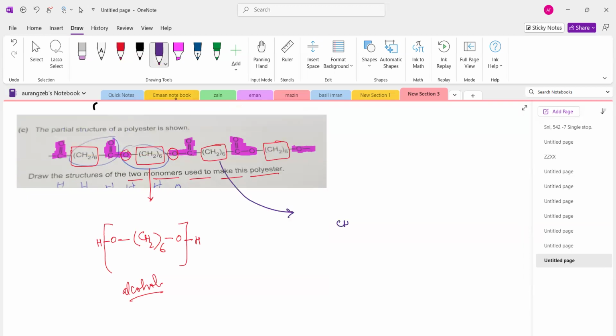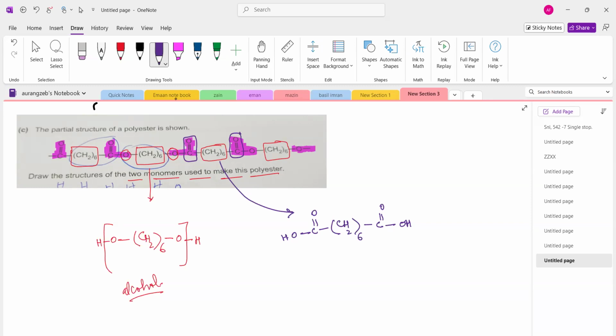It is again CH2 six times, but on the right side you can see there was C double bond O, and on the left side, again C double bond O. It means that this part of the polymer came from carboxyl groups. You can see the carbonyl group, C double bond O, directly bonded with carbon. So I can place OH here and OH here. So this portion came from the dicarboxylic acid.